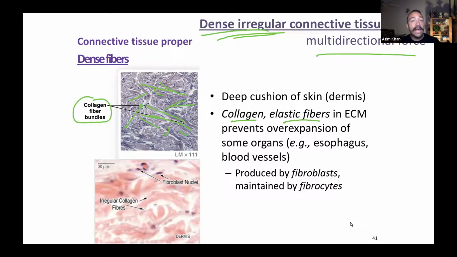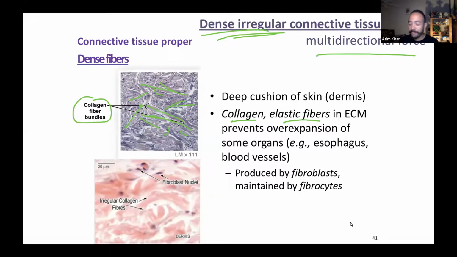I want you to remember, for any of these tissues, for really any design, there's always a trade-off. There's no such thing as a perfect design. The trade-off for dense regular is that you're only strong in one direction. Dense irregular, you solve that. You're strong in many directions, but now you're not as strong in any direction.